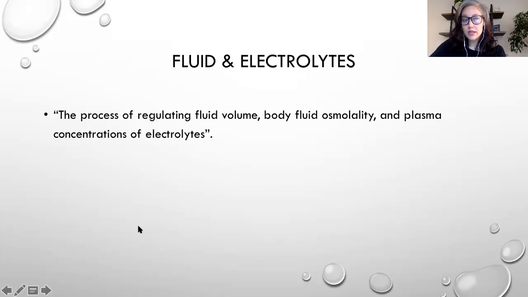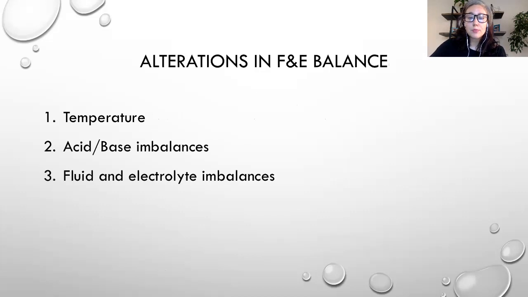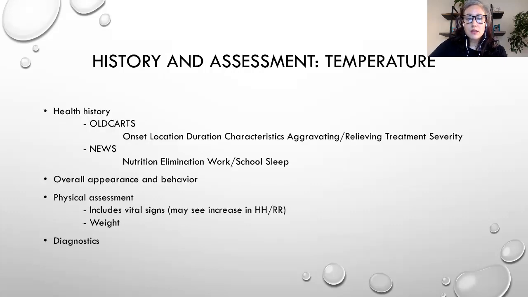So fluid and electrolytes is really just the process of regulating the fluid volume, the body fluid osmolality, and the plasma concentrations of electrolytes. That's the straight up basic definition, and we'll go into that a little more here. The things we're looking at in alterations in F&E balance are temperature, acid-base imbalances, which should mostly be a review for you, as well as fluid and electrolyte imbalances.